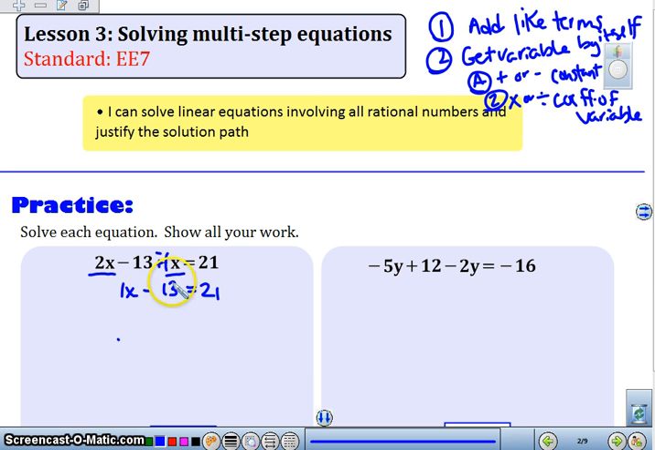I'm now to the part where I add my constant. You guys have been doing this for a while. We add 13. Oh, I like this, right? This is making sense to us. x is equal to 34.